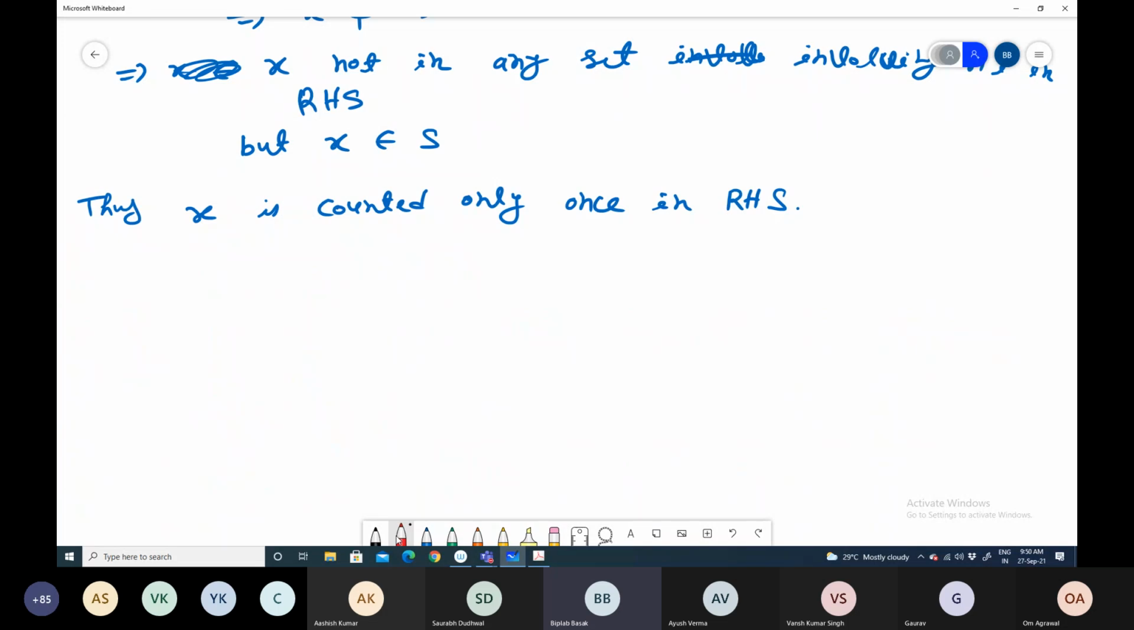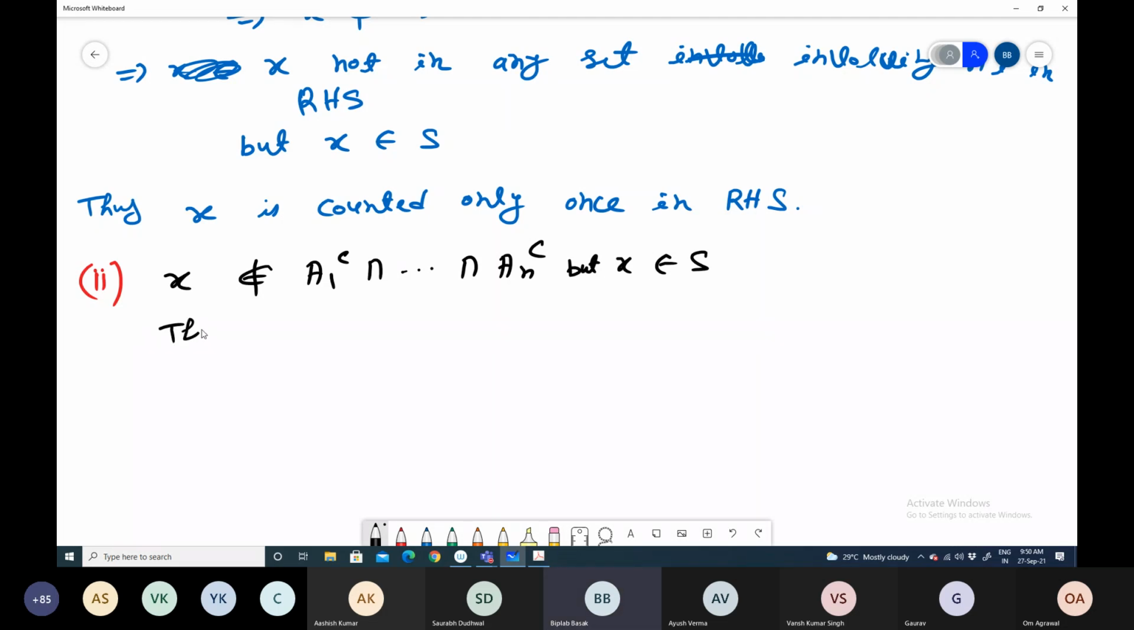So we will prove that. Now we take the second part. Say X does not belong to the set A1 complement intersection ... intersection An complement, but X belongs to S. Now that means X belongs to the complement of this one, and that is by De Morgan's law, I think.